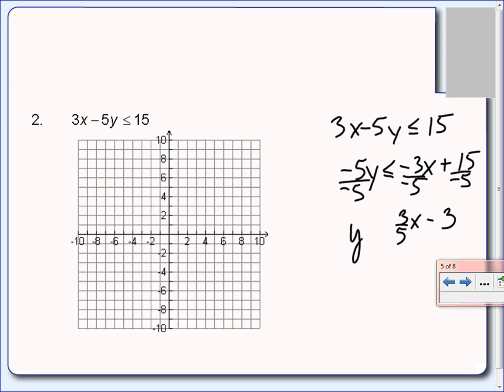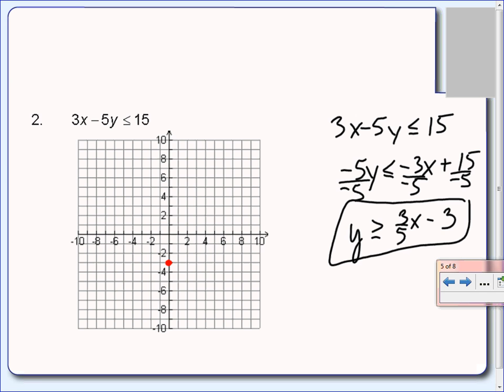Do I need to flip the sign? Yes. The reason we're flipping the sign is because we're dividing by a negative 5. So this is what we're going to graph. That's what I'm looking at. So let's come over here and graph that. Negative 3, that's your y-intercept. That's your starting point.